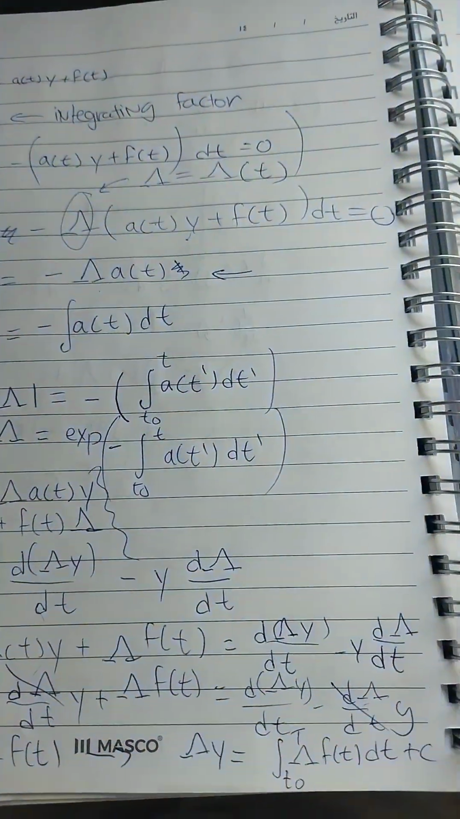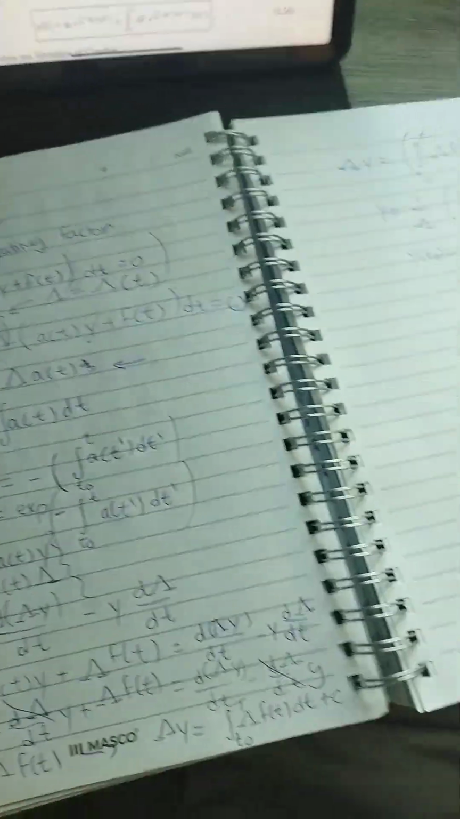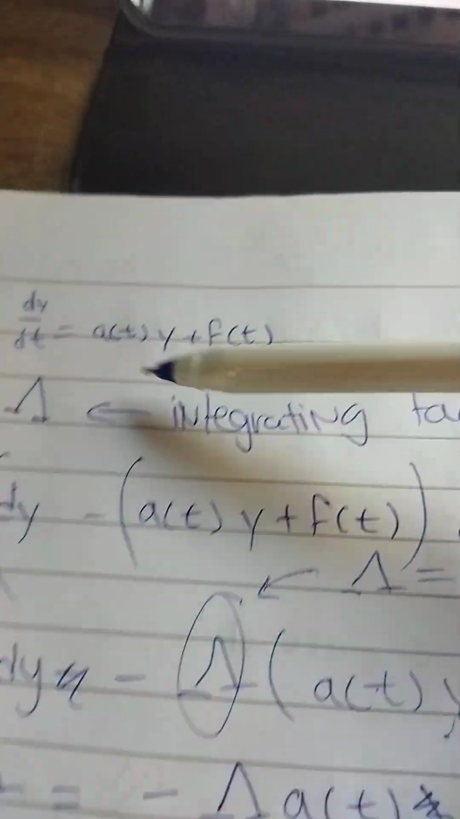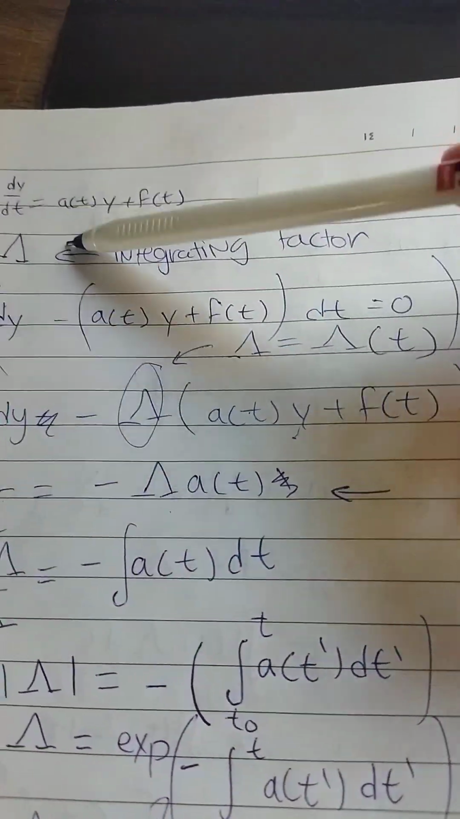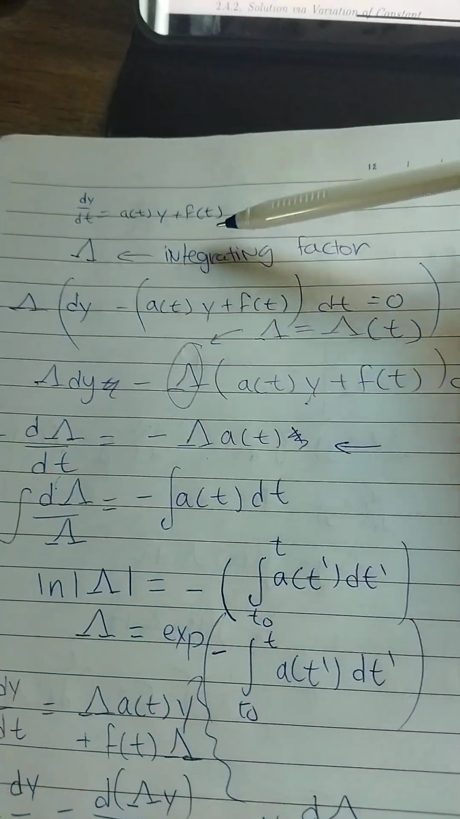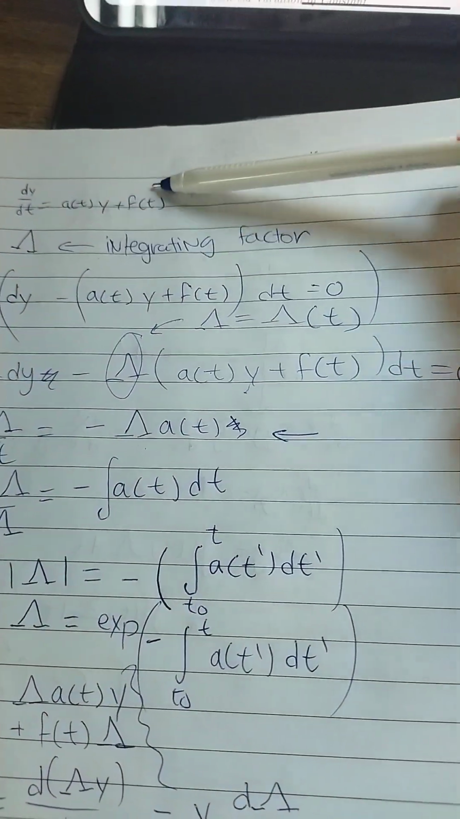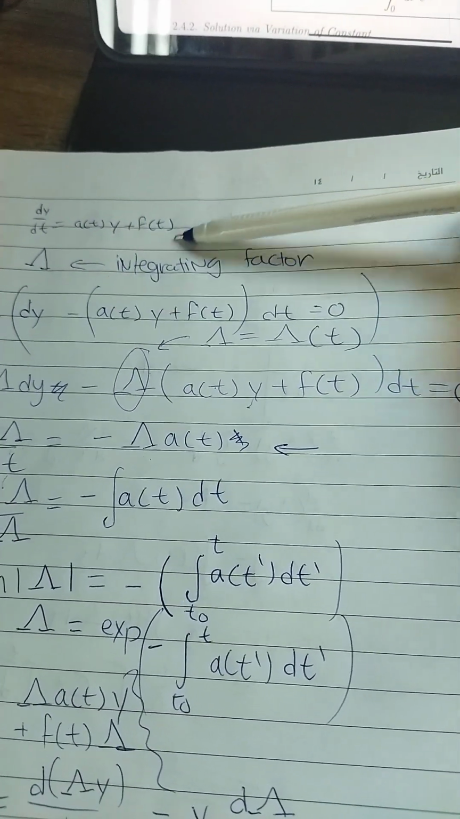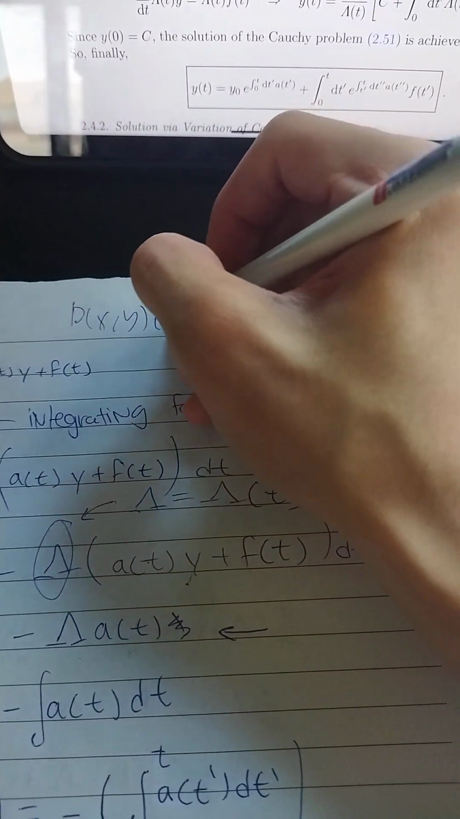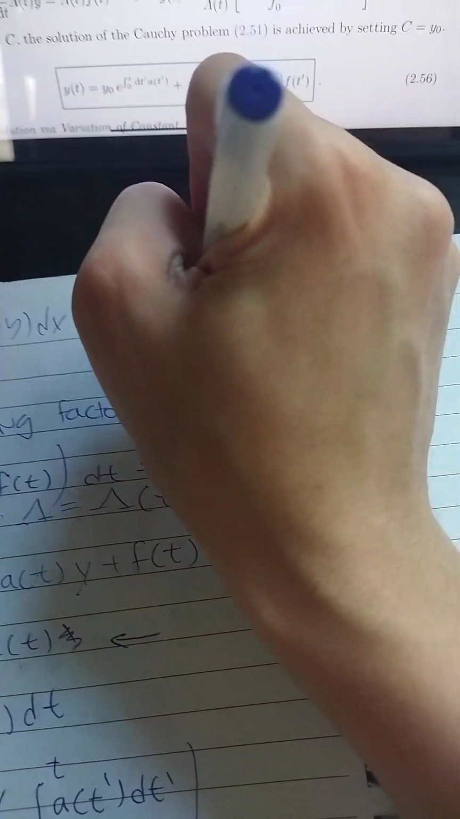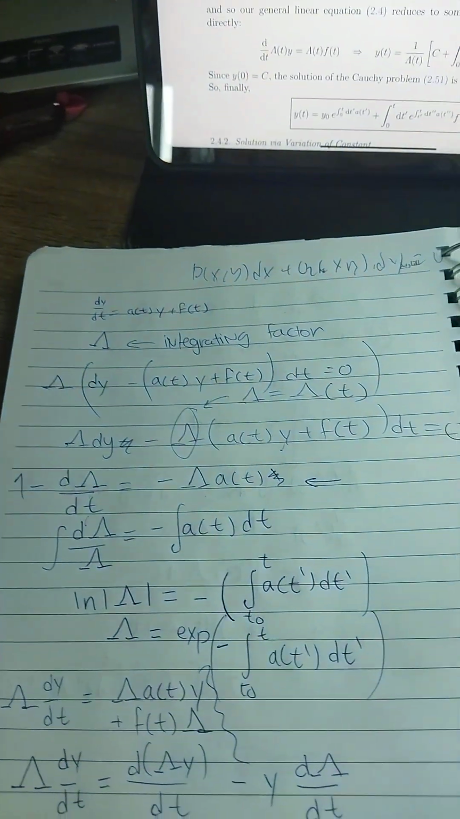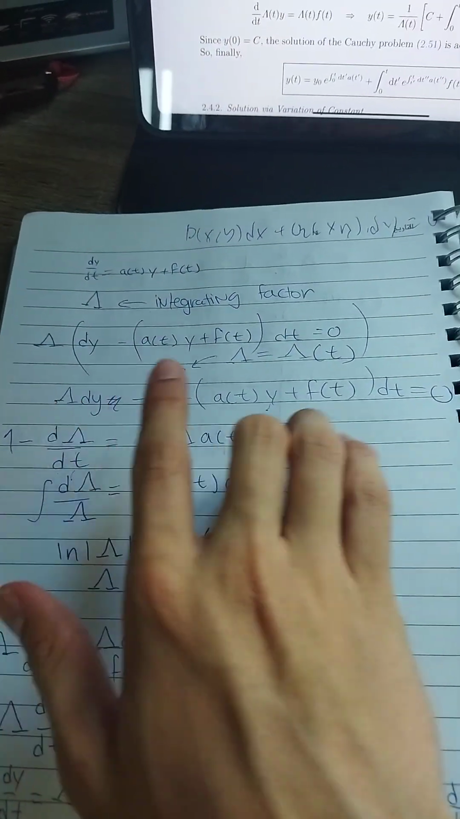In this video, I'm going to describe integrating factors for a linear first order differential equation, which is in this form. With capital lambda as the integrating factor, we multiply the equation by lambda, and in this case we set the equation in a symmetric form, so we get it in the form p of x y dx plus q of x y dy equals 0. So we get it in this form, and we now have p and we have q.